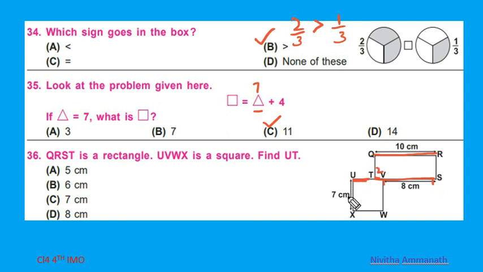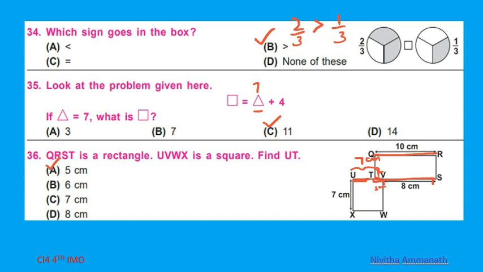Then in the square all the sides are equal. So this is 7 centimeter. Also this is 7 centimeter. This part only 2 centimeter. So this is 7 minus 2, that is 5 centimeter. So A is the correct option.